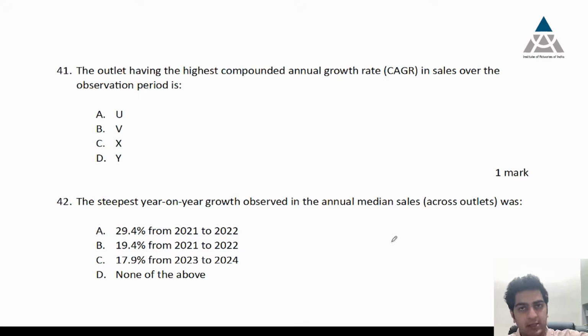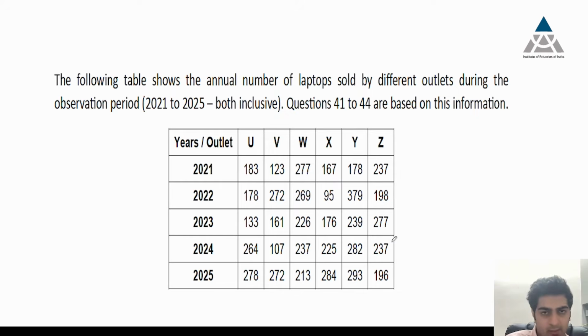So you have to first calculate median sales for all the 5 years across the outlets and then find out the growth. Okay. So how will we find the median? Let's look at the data. Can I say we have 6 outlets? 1, 2, 3, 4, 5, 6.